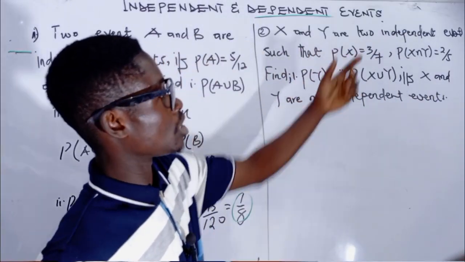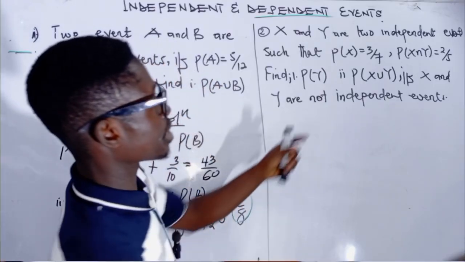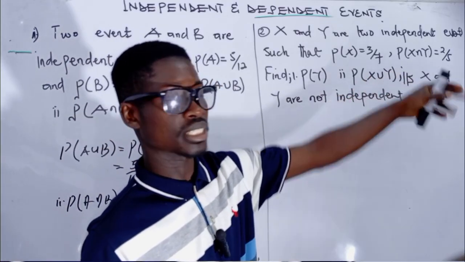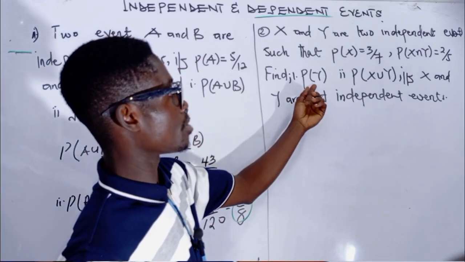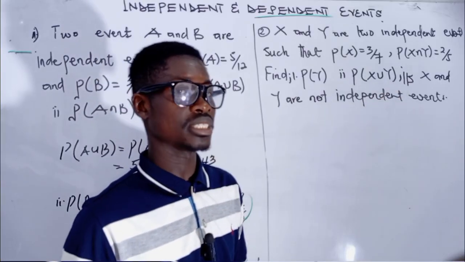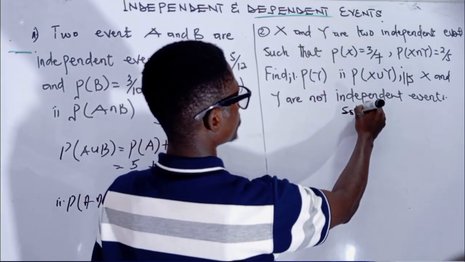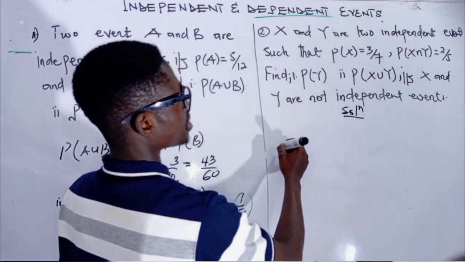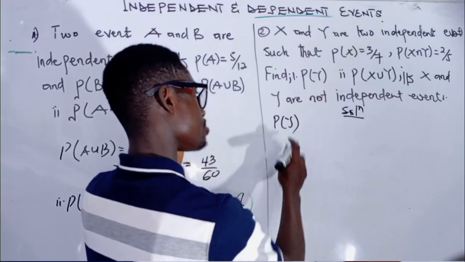We have X and Y are two independent events such that P of X is 3/7 and P of X intersection Y is 2/5. We want to find P of Y, and P of X union Y, if X and Y are not independent events. So let's start with the first one. We are having P of Y.